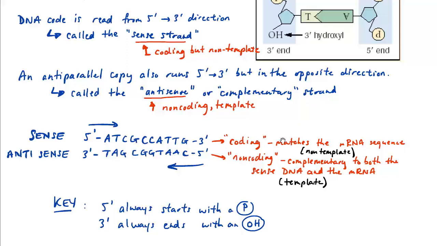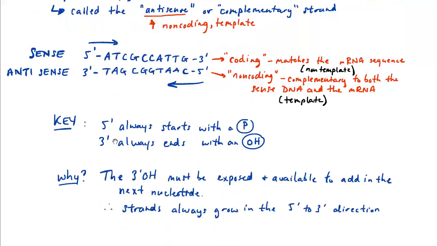This one is coding because it matches the mRNA sequence that we're going to make in a couple days. The non-coding doesn't match it. Non-coding would be complementary to both the sense DNA, which is this guy, and the mRNA, but you'll see that, I promise you, in a few days it'll make more sense. Just remember from this lesson that the 5' always starts with a phosphate, and the 3' always ends with an OH, or an open hydroxyl group, okay?